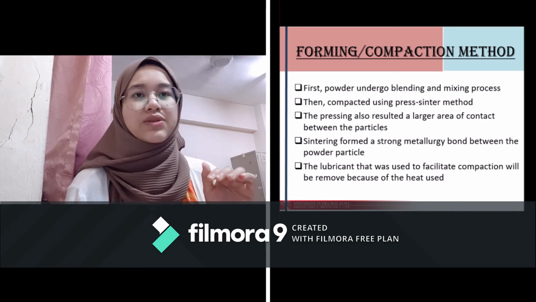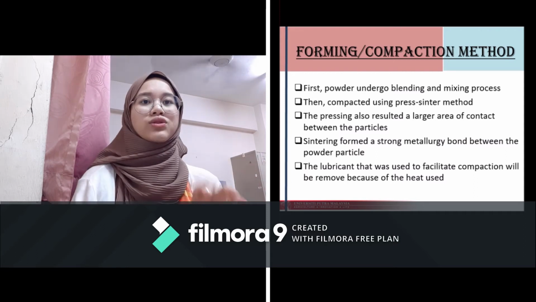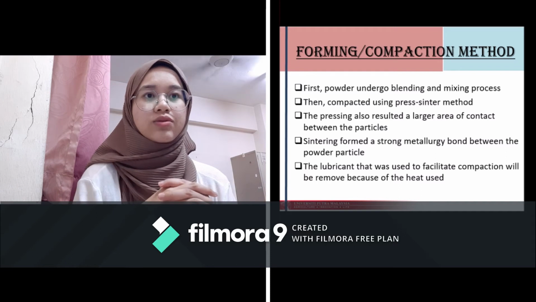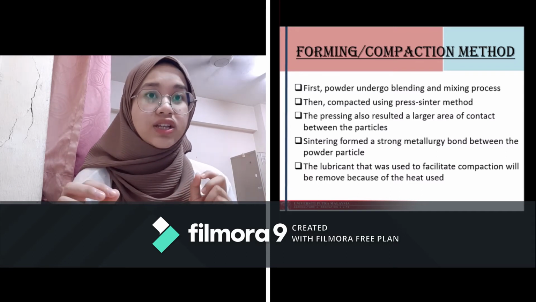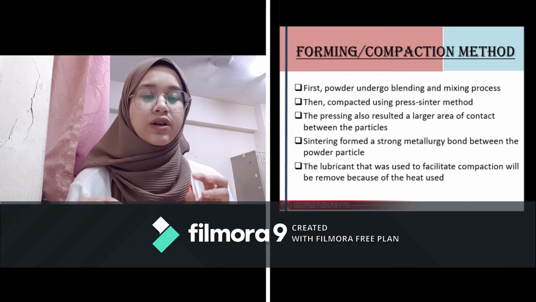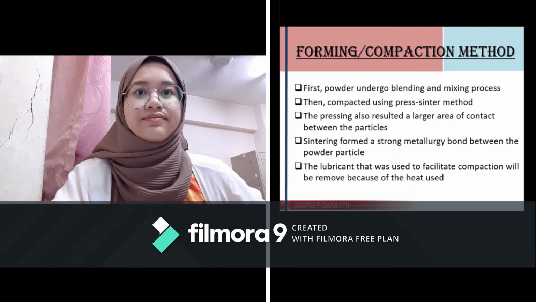And then after the compaction, the part goes through the sintering. The sintering is to form a strong metallurgical bond between the powder particles, and also the lubricant that was used to facilitate the compaction before will be removed because of the heat used in the sintering process.